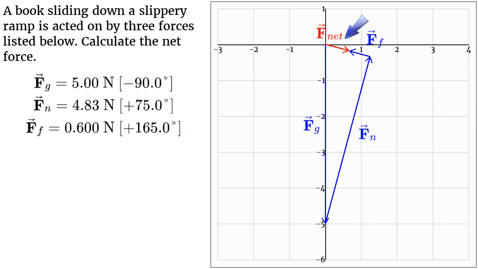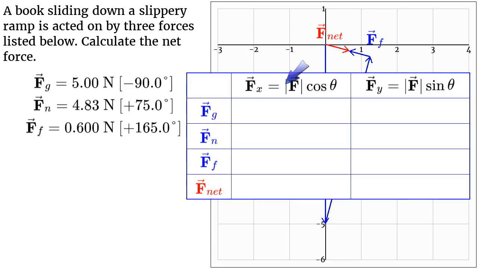Now, if we had drawn this accurately with a protractor and ruler and so on, we could measure the net force off of the diagram. What we're going to do instead, because it's much quicker and also more accurate, is we're going to use the second method. We're going to use the component method to add these vectors. So I'm going to start by making a table. I'm going to have one column for my x calculations and one column for my y calculations.